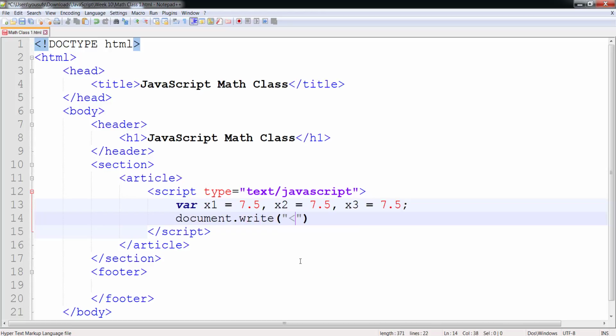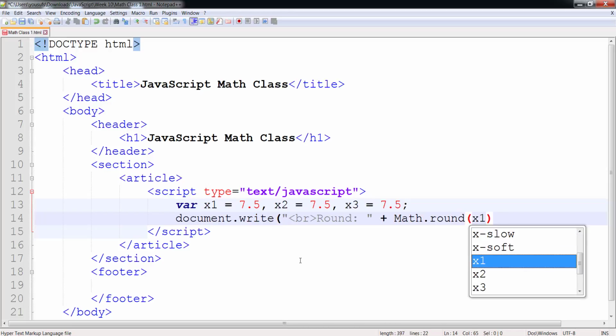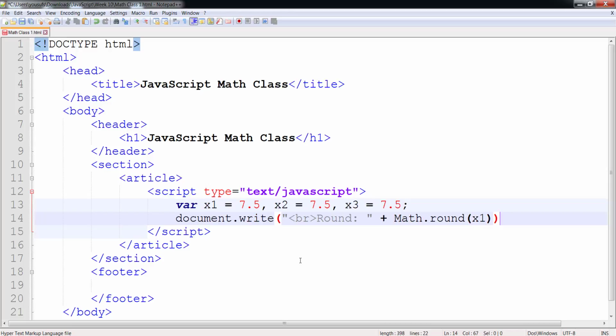Document.write, break row. First thing I'm going to do is round. Math is the name of the class. Round is the name of the function. And x1 is the value that we are giving to round so that we can round this value. Since the decimal piece is 5 or up, it should always round up.